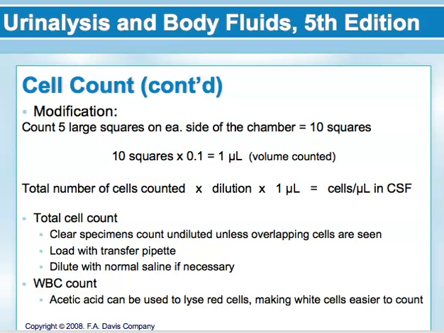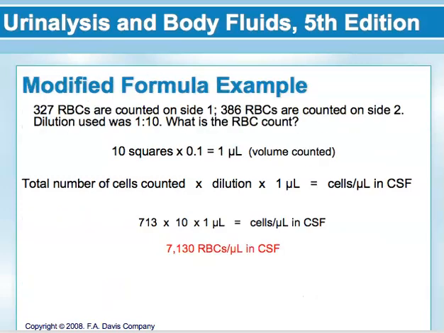Okay, so the modified formula counts 5 large squares on each side of the chamber, so that's your 10 squares. So 10 squares times that volume of the chamber is 1 microliter. So we're taking that into account with this modified formula. In the modified formula, it's the total number of cells counted, so not the average, times the dilution, times 1 microliter. So we've already taken that into account and plugged that into the formula there.